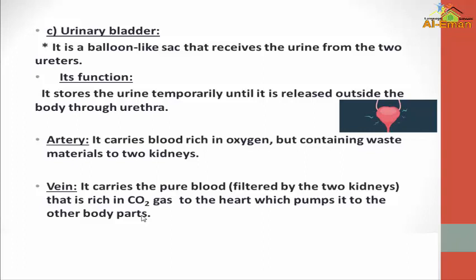Then, the urinary bladder. The urinary bladder is a balloon-like sac that receives the urine from the two ureters. The function of the urinary bladder is to store the urine temporarily until it's released outside the body through the urethra. We can find that the two kidneys are connected by an artery and a vein.